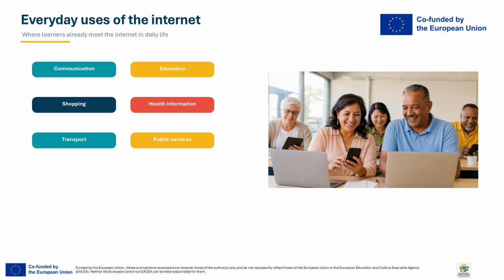Now, let's think about where we use the internet in daily life. We use the internet for communication, such as messaging family and friends. We use it for education, such as watching lessons or finding learning materials. We also use it for shopping, health information, transport, and public services. For example, we can check a bus route, find hospital opening hours, search for school information, or complete an online form. So, the internet is already part of many areas of our lives.